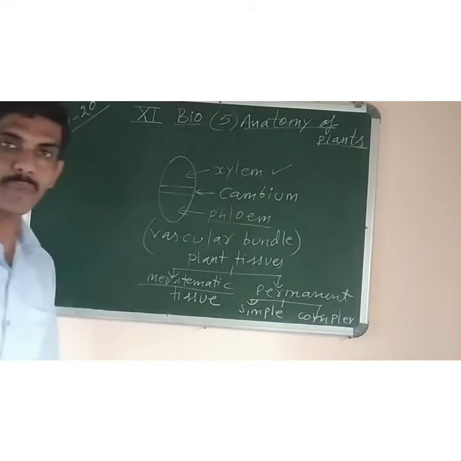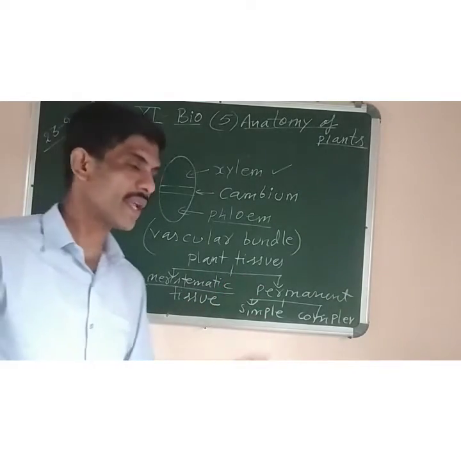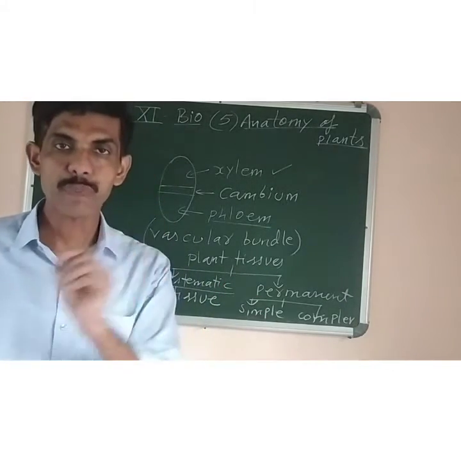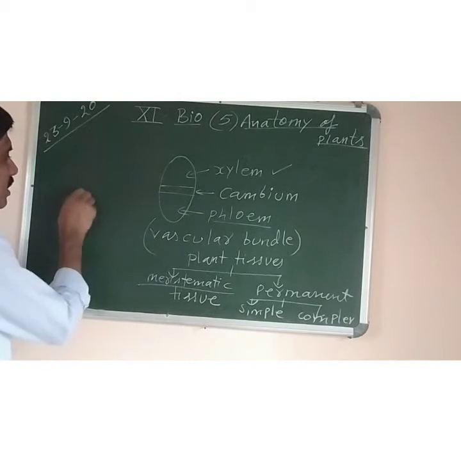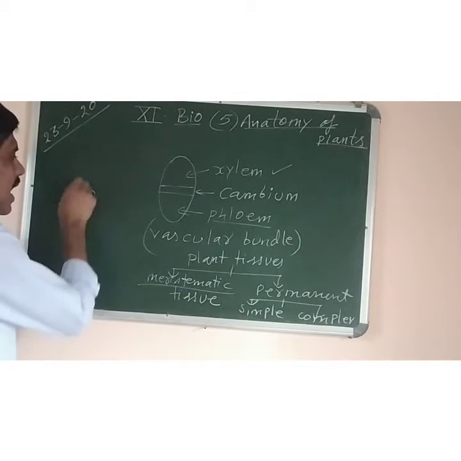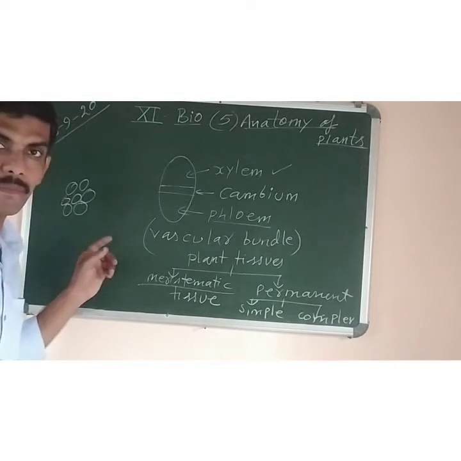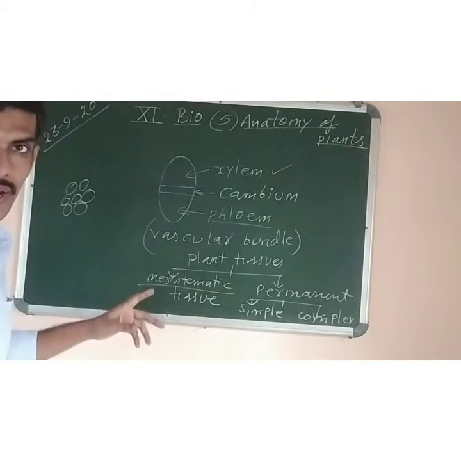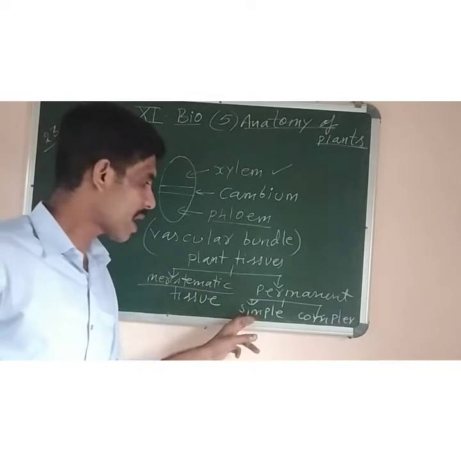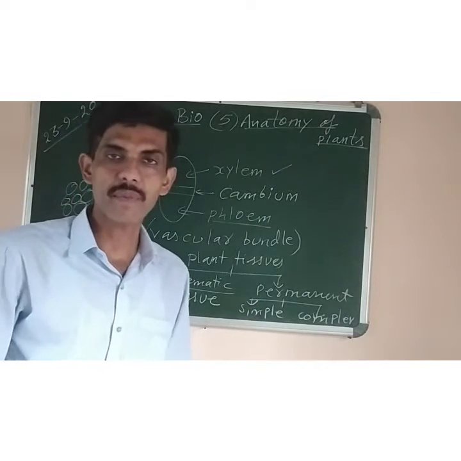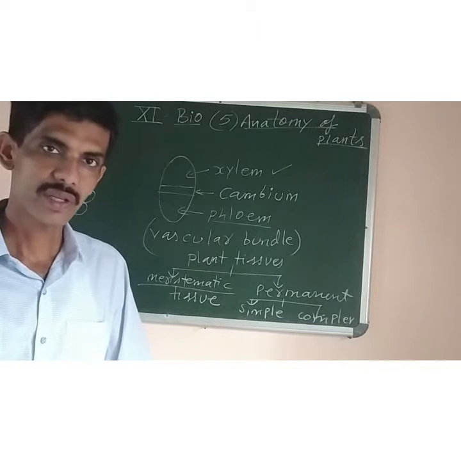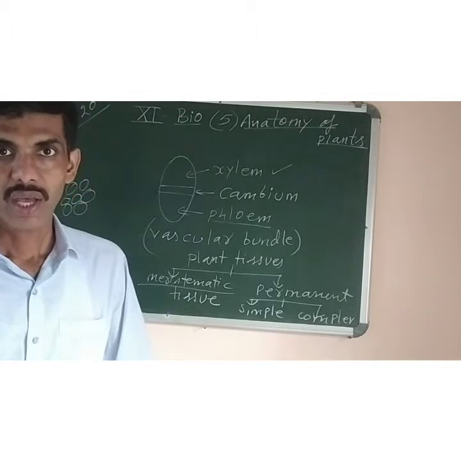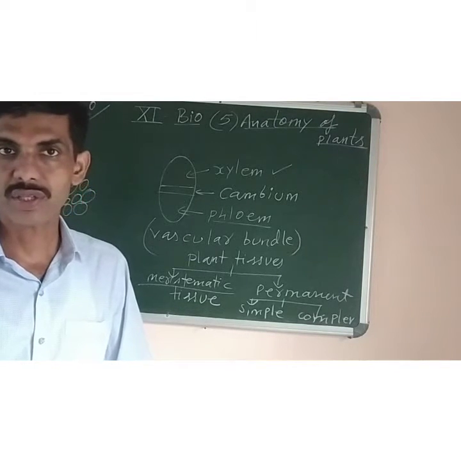Simple permanent tissue means those permanent tissues, that is, those plant tissues which are made up of only one type of cell, as in the case of parenchyma, collenchyma, sclerenchyma. So parenchyma, collenchyma, sclerenchyma are the three different types of simple permanent tissue which have different functions to do in the plant.